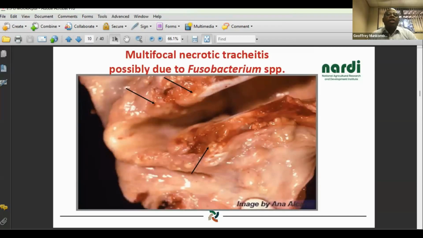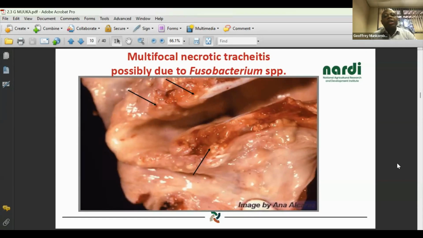You find multifocal necrotic tracheitis, and this may be from Fusobacterium species. You see where the arrows are pointing there. These are multiple areas of necrotic foci, and as Massimo said, as you're doing the postmortems, your eyes have to be on point all the time so that you do not miss these minute pathological changes in the organs that you are inspecting.